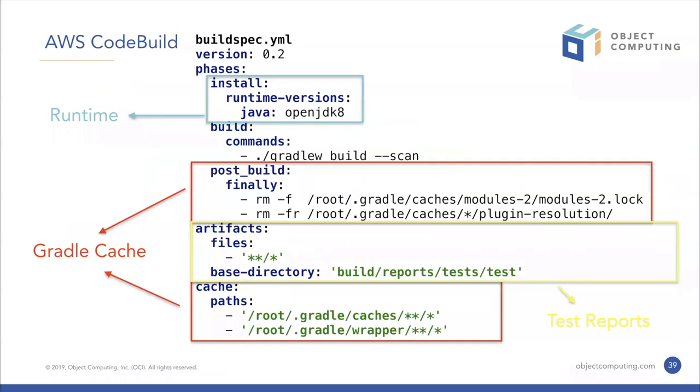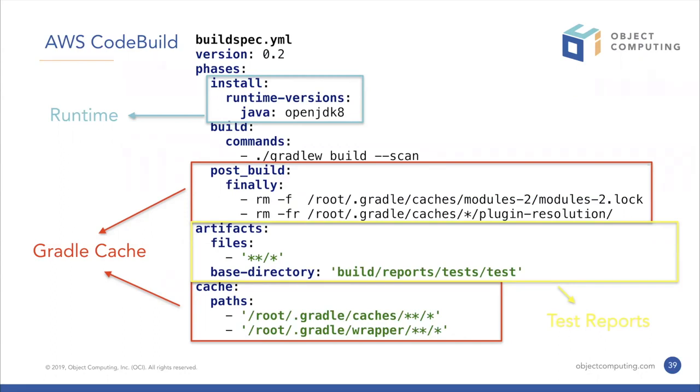CodeBuild supports multiple build specs. By default, it expects the buildspec.yaml file. It has several phases. First phase, if you are working with Micronaut, is you will have to use Java runtime. You can use OpenJDK 8 as I'm using in this example. You can also use the AWS Java distributions. Corretto is supported.